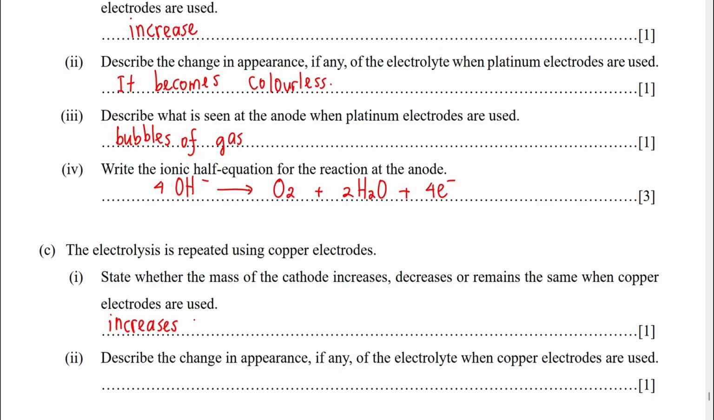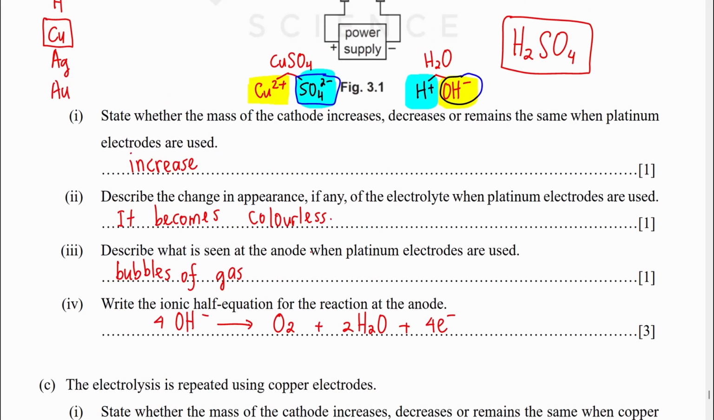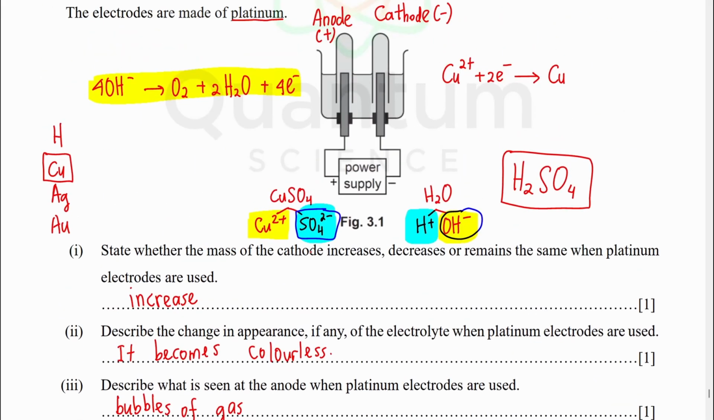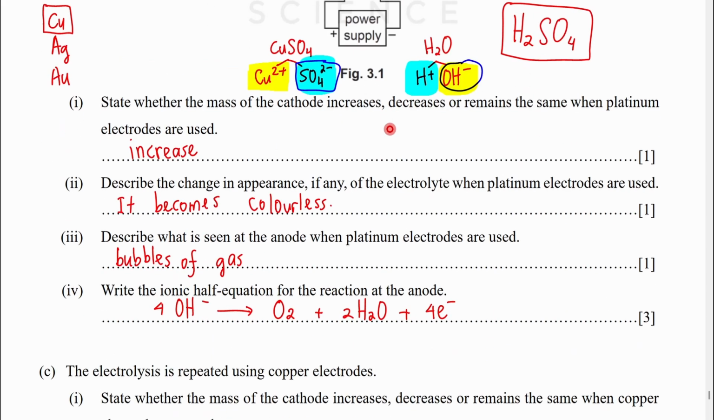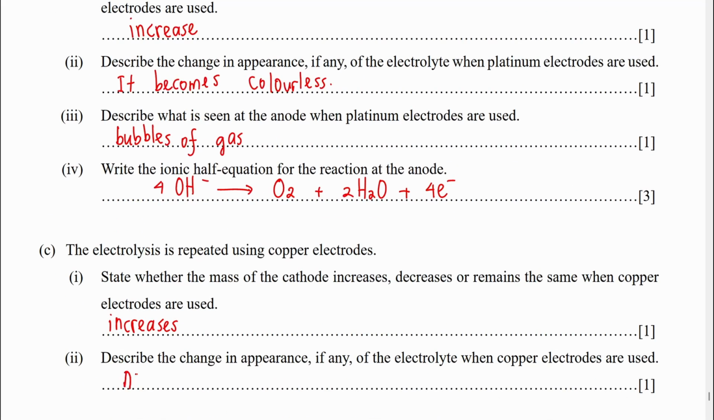Next, describe the change in appearance, if any, of the electrolyte when copper electrodes are used. Again, if we are using copper, nothing changes, right? Because it is just the moving. All the ions from positive move to negative. So the concentration remains the same. So from here, we can know there is no change.